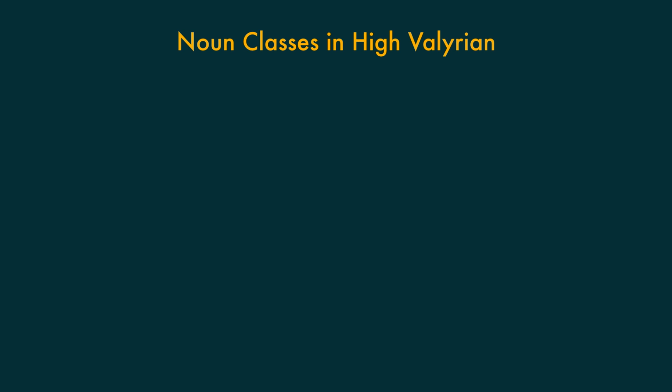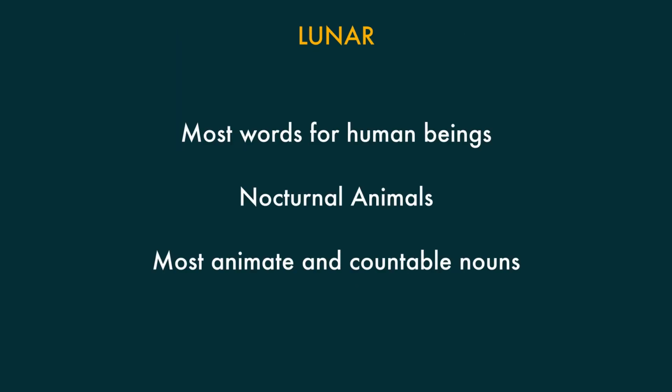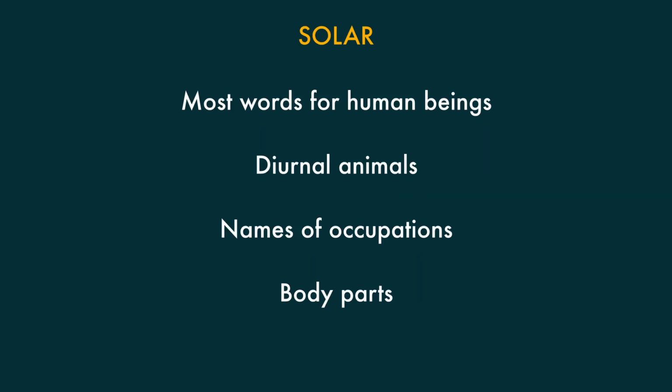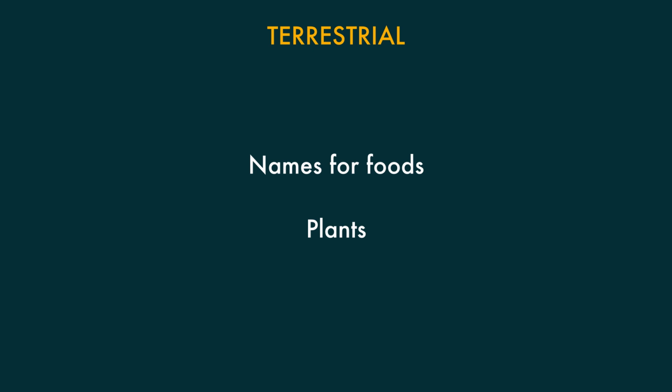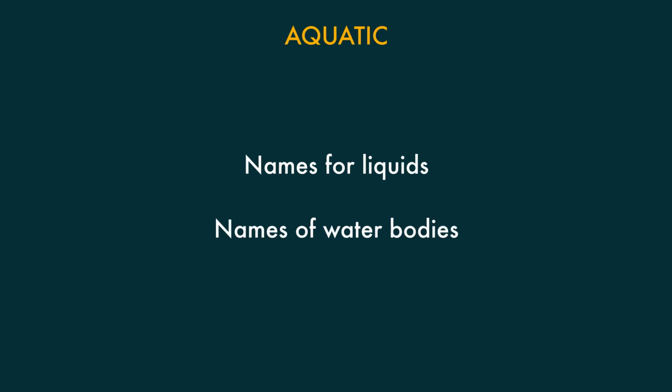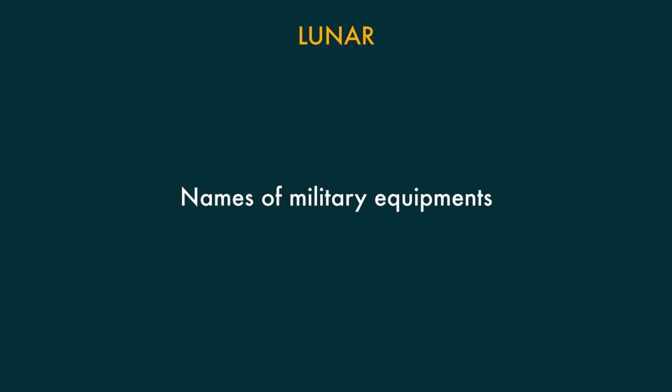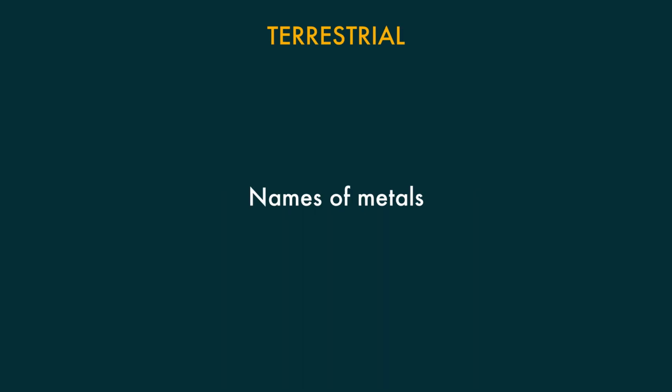High Valyrian has 4 genders. They categorize nouns as lunar, solar, terrestrial, and aquatic. Words for human beings are solar or lunar. This is the same for most animate and countable nouns. Names of occupations are often solar, and same as body parts too. The names for foodstuffs and plants are often terrestrial. Names of liquids and water bodies are frequently aquatic. Names of military equipment are often lunar, and names of metals are usually terrestrial.